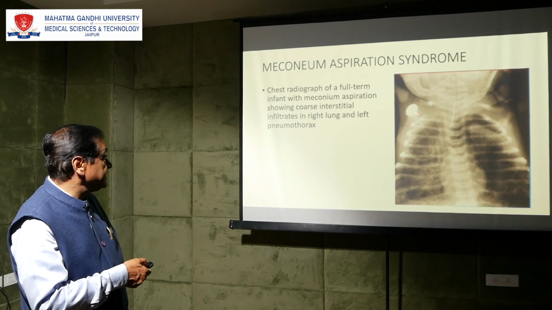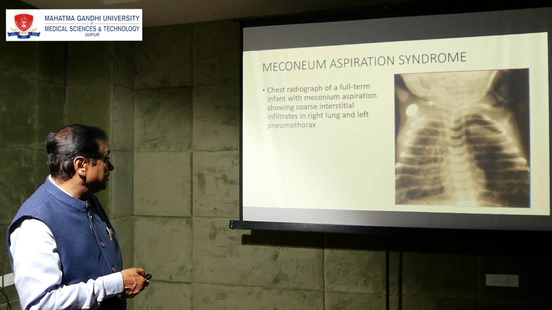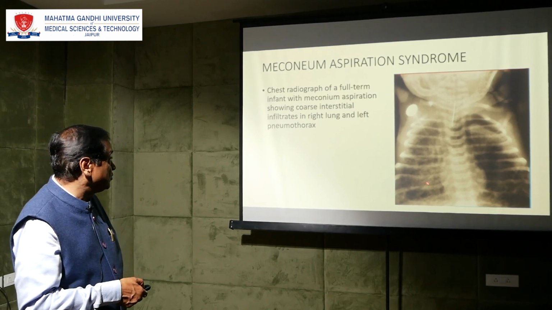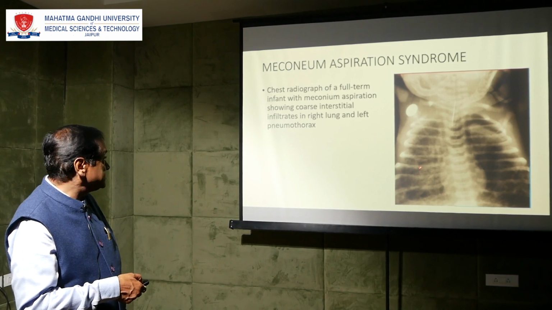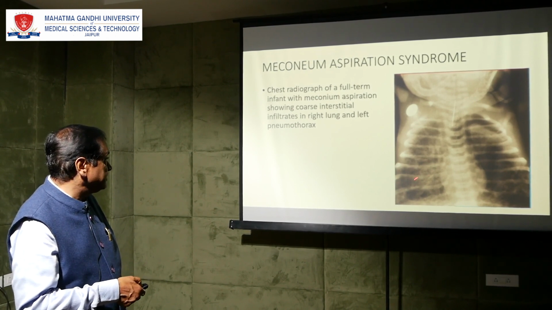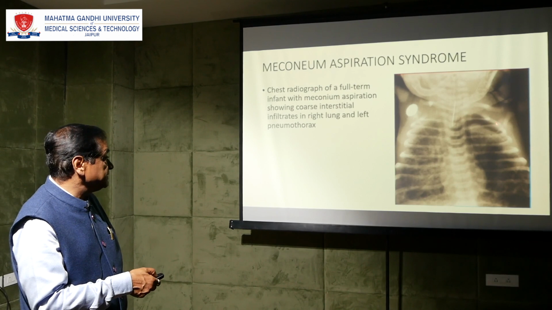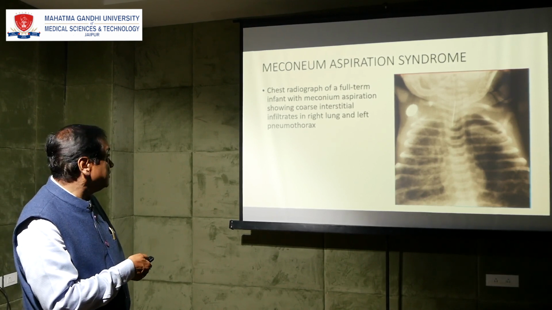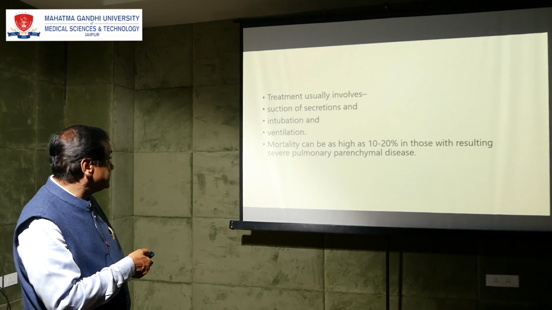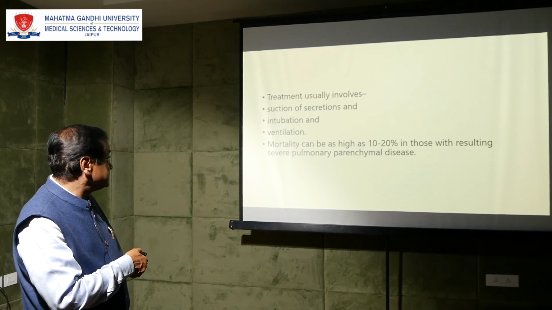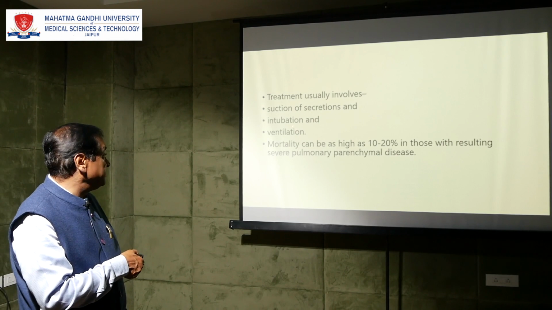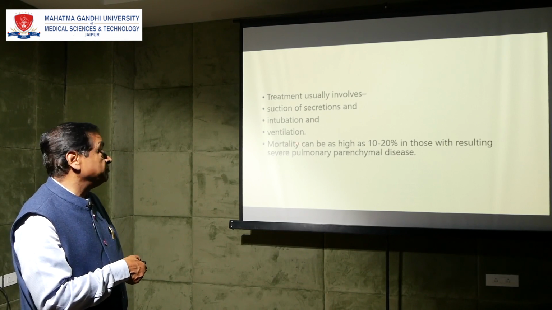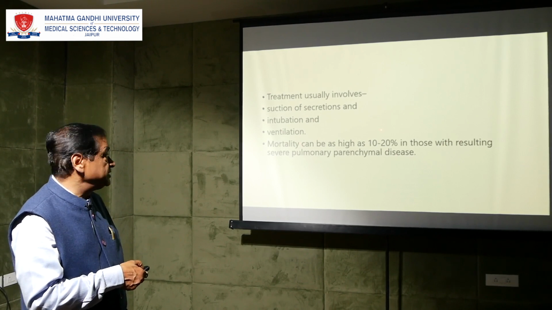When we see the X-ray, we find the radiograph of a full-term infant with meconium aspiration, showing coarse interstitial shadows and infiltrates in the right lung and the presence of a pneumothorax on the left side. So this is the radiological picture which we find. Treatment is very simple: suction of secretions, intubation, and ventilation, but mortality can be seen in 10 to 20% of the cases.